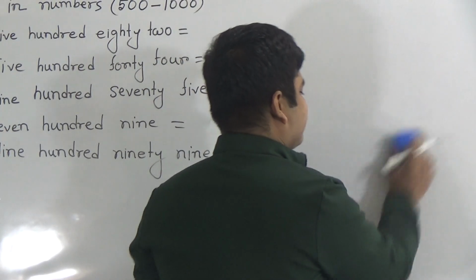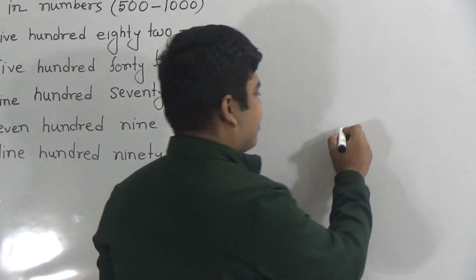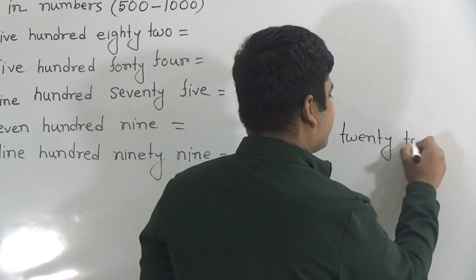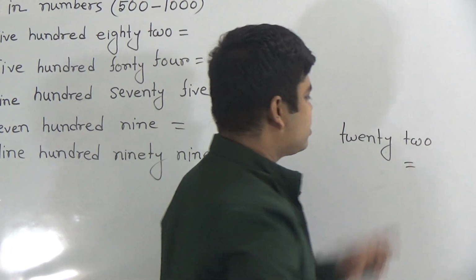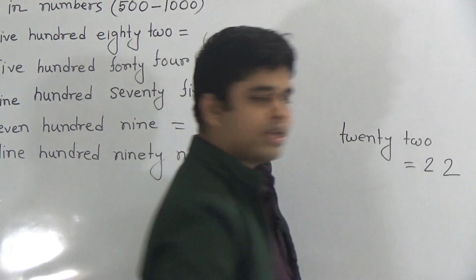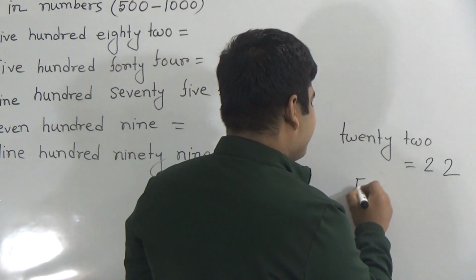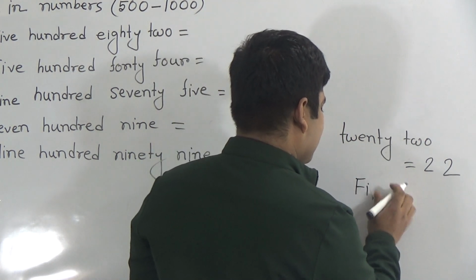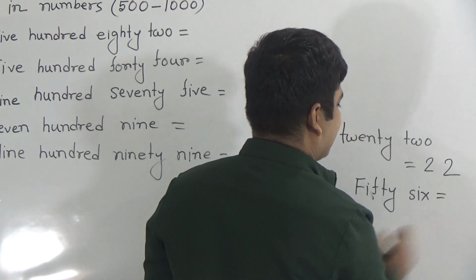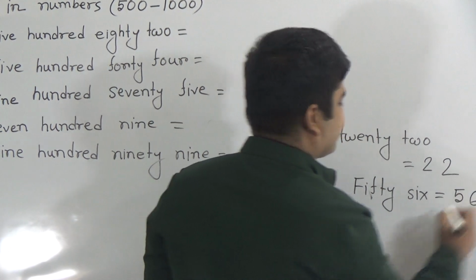So now, my dear students, notice, if I write here 22, then what will it be? 22 means 2 and 2. If I write here 56, fifty-six, then I write here 5 and 6.